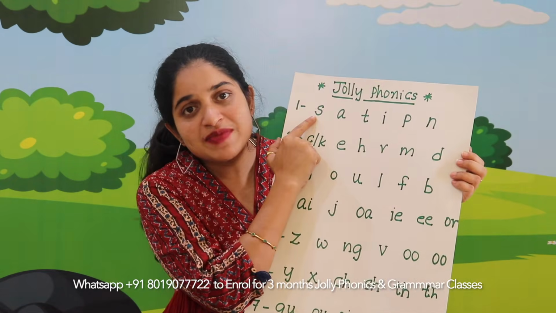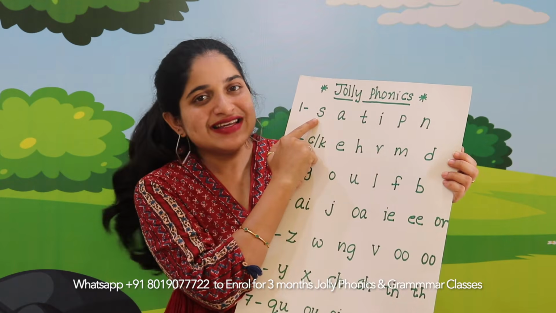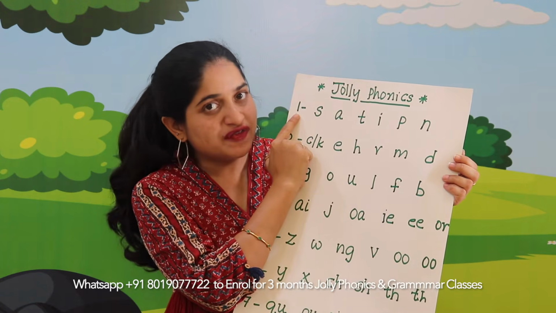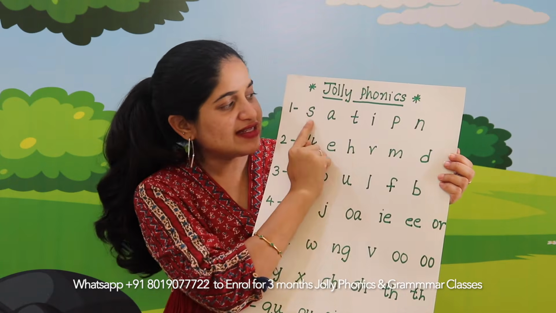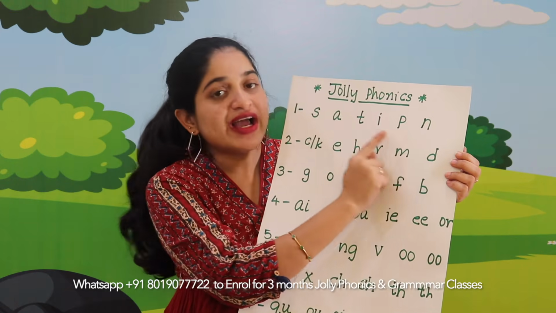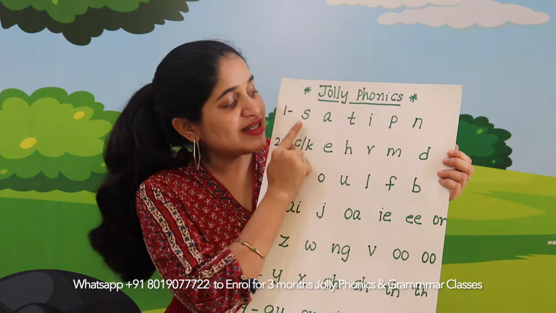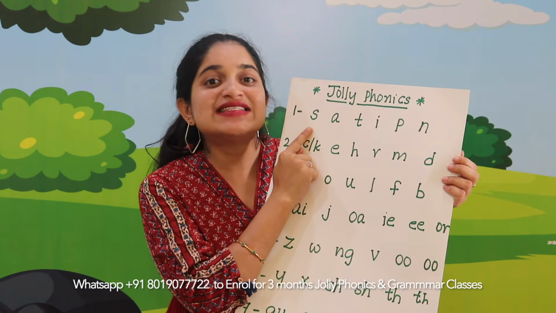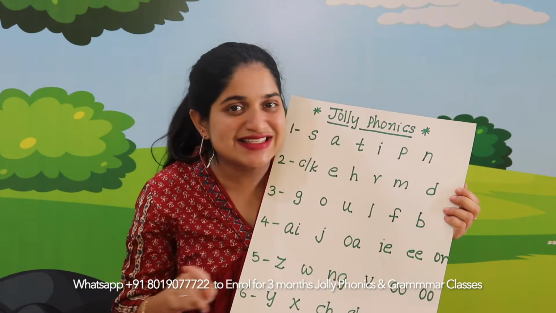What is this alphabet, children? This is letter S. Yes. Now, the first group of Jolly Phonics consists of these 6 alphabets: S, A, T, I, P, N. Now, each and every single alphabet has a unique phonic sound. What is the sound of this letter S? S makes the sound S, S, like the snake, hiss.